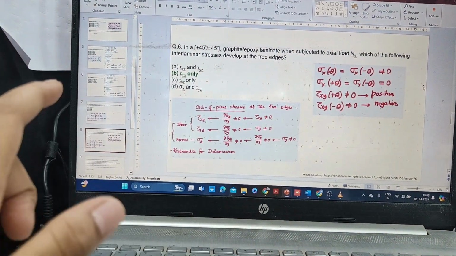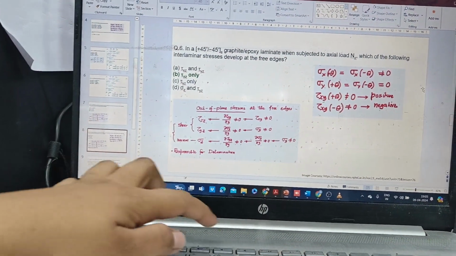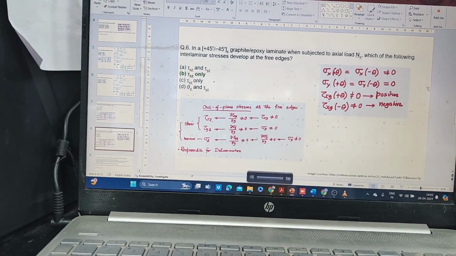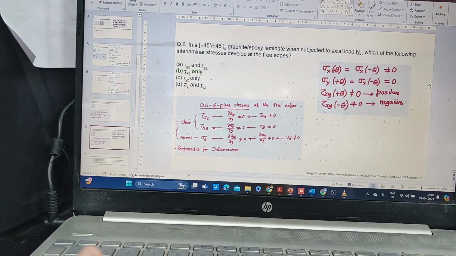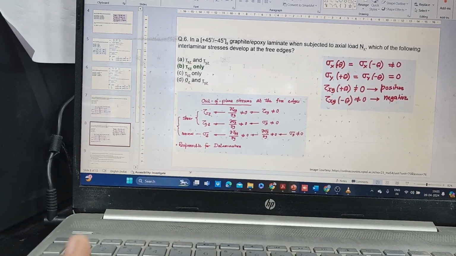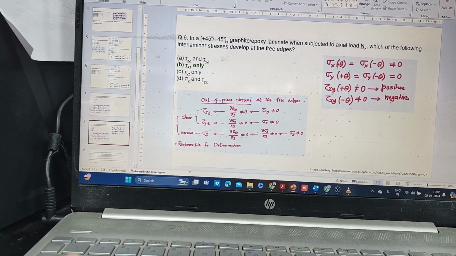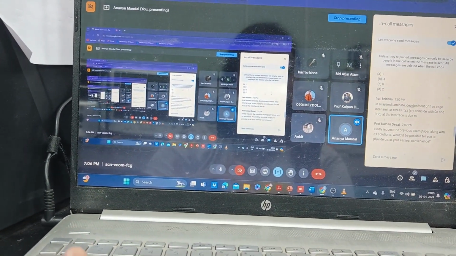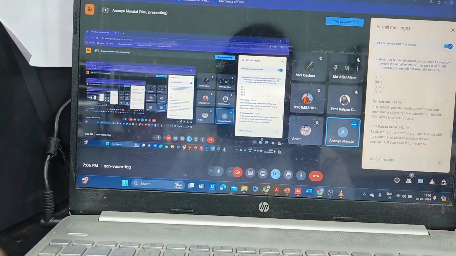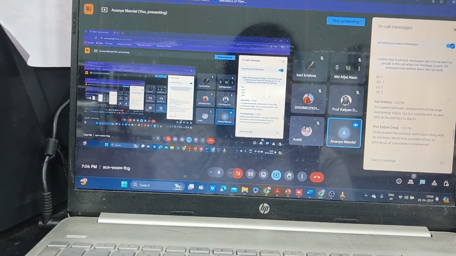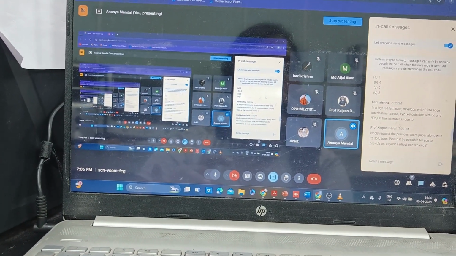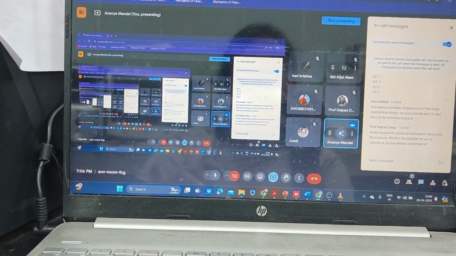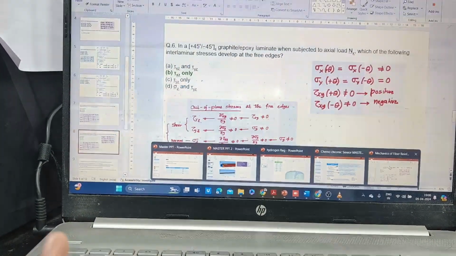I'm saying that you see here, for getting tau xz, tau yz and sigma z, you need tau xy and sigma y. So from this only you can correlate, right? What you asked was about the development of free edge interlaminar stress in a layered laminate. Interlaminar stress is the same as out of plane stress. They're asking for tau yz, what value you will require. So you can correlate here for tau yz what value you require.